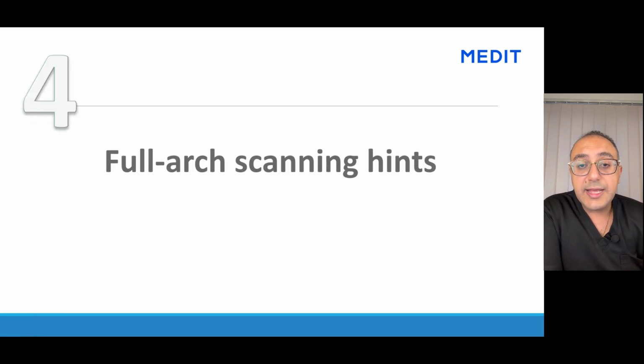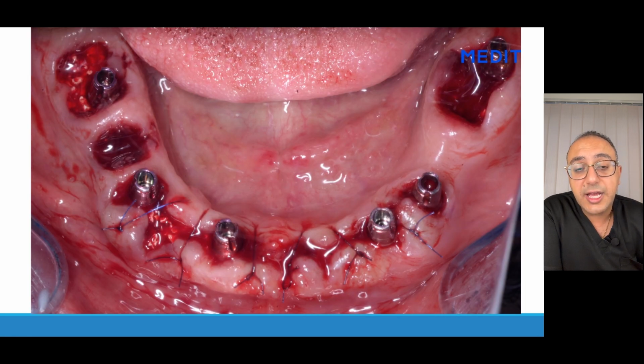And now let's talk about some full arch scanning hints with your Medit scanner. As you all know, scanning full arch implant cases immediately after extraction and putting the implants may be difficult because of the existing blood, because of the change in the soft tissue, because of loss of teeth. So the scanner may find no starting point to track from as from the preoperative scan. So let me give you now some hints for scanning such cases.